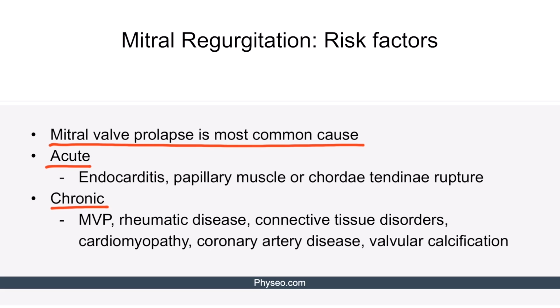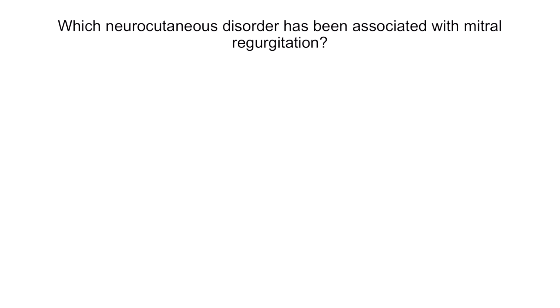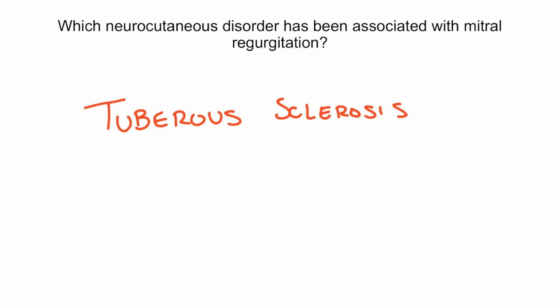Other conditions that can cause chronic mitral valve regurgitation are coronary artery disease leading to regional wall motion abnormalities, which distort the valve apparatus, and valvular calcification, which is typically age-related. Which neurocutaneous disorder has been associated with mitral regurgitation? Tuberous sclerosis is associated with mitral regurgitation, as individuals with this condition can often have cardiac rhabdomyomas around the mitral annulus that lead to regurgitation.